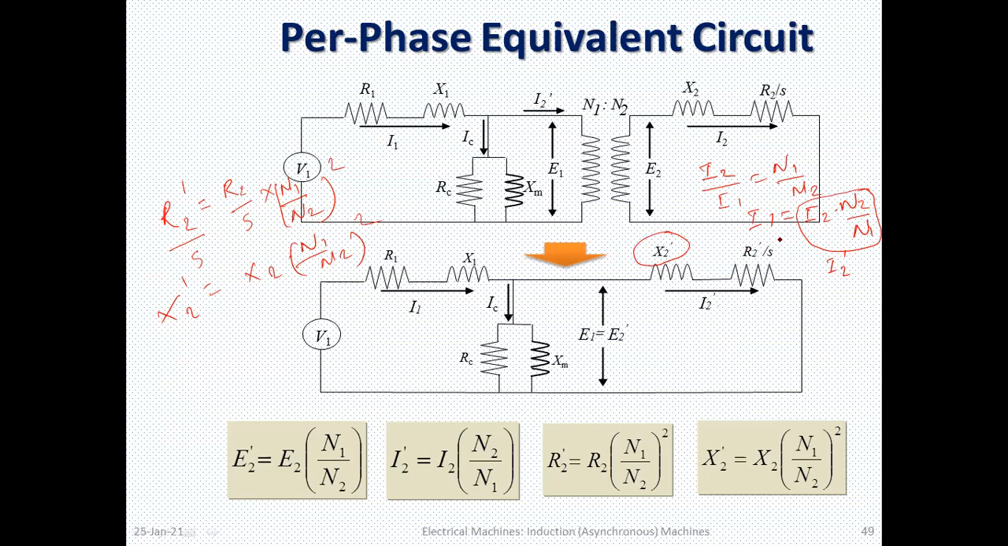This is the secondary reactance, meaning rotor reactance referred to the stator side, and this is rotor resistance referred to the stator side, and this is the rotor current referred to the stator side, and this is the rotor voltage E2 dash referred to the stator side. So this relation is written here. Everything is given here: what is I2 dash, what is R2 dash, and what is X2 dash.